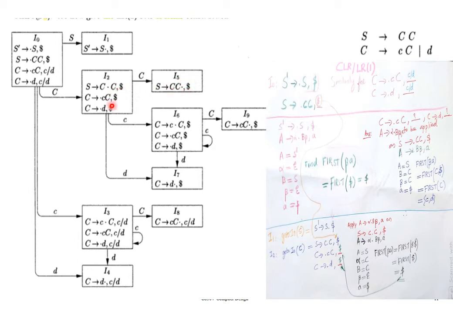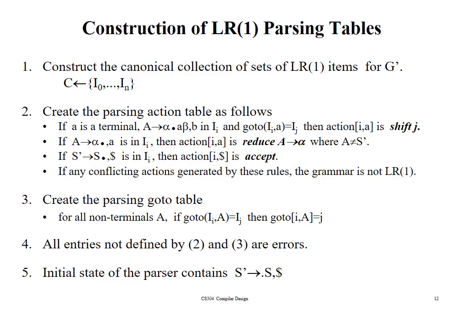So this is the DFA corresponding to the CLR parsing table for the grammar S gives CC, C gives small c capital C or D. So next, we have constructed the canonical LR1 collection. Next we have to construct the parsing table for the CLR parser. For that, we have to make a table having both action part and goto part. States we have already identified from the previous slide, that is I0 till I9, so the states will range from 0 to 9.